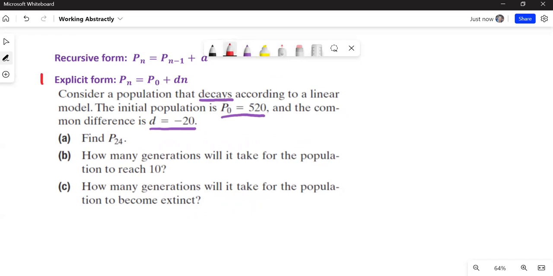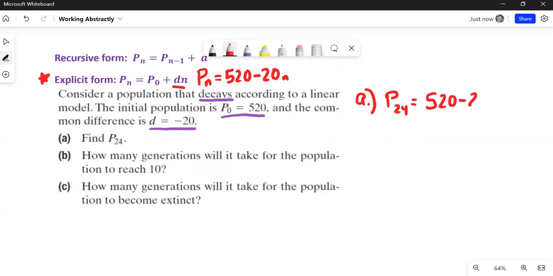Well, I think it's pretty obvious that the explicit form is going to be much easier. So in part A, we're going to start by writing the explicit formula. P sub n equals P naught, 520, plus dn. Now, I could put plus a negative, but I'm just going to write it as minus 20n. So in A, P sub 24, we're just simply going to take 520 minus 20 times 24. Don't forget your order of operations. I'm going to do 20 times 24 first. This piece is 480. And then 520 minus 480 gives me 40. So P sub 24 equals 40.